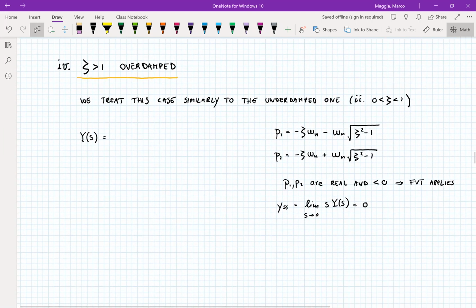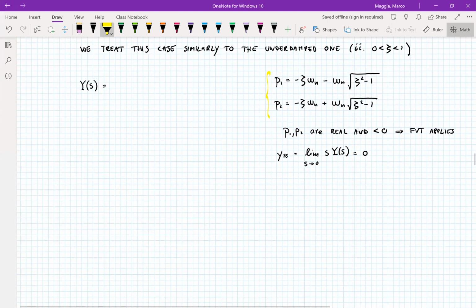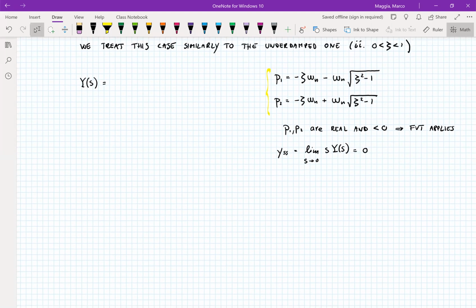Now, for the overdamped case, I'm not going to go step by step because we treat this case exactly like the underdamped case. The only difference here is the nature of the poles. The poles here are both real numbers. They're not complex conjugates, so we don't really have to use Euler's formula, transforming an exponential to the sum of sine and cosines. However, it still takes a little bit of steps, but I'm going to leave it for you. If you're interested in finding the steps, I'll just provide you with the final result.